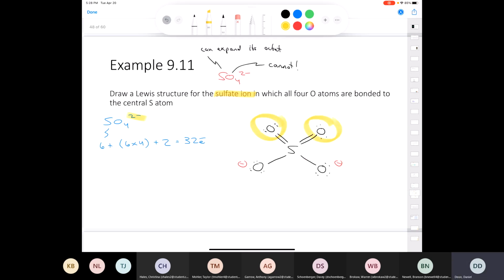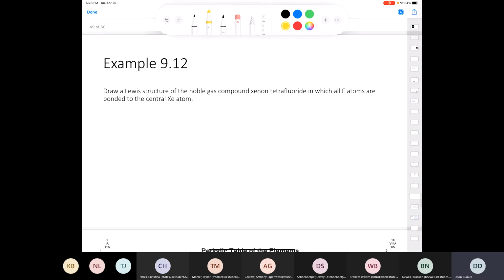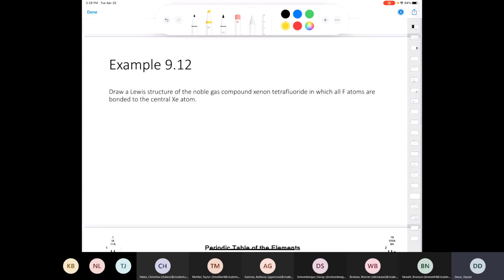These 2 oxygens are neutral, and the central atom, my sulfur, is neutral. And so this would be the best Lewis structure for the sulfate ion. All right, a little practice on that. Let's try one more where we have a noble gas compound.